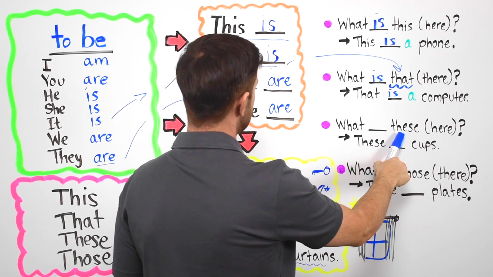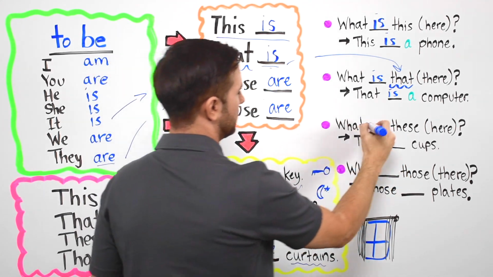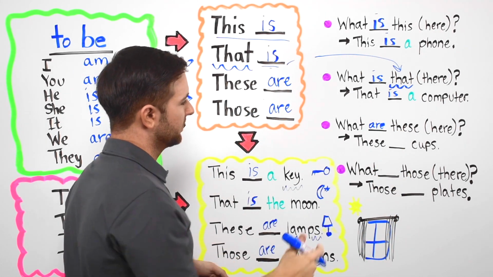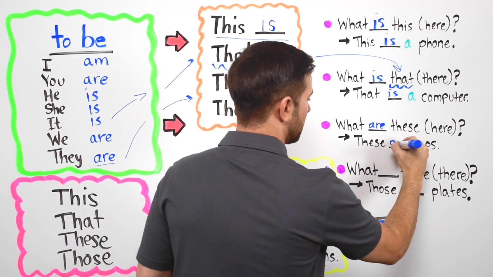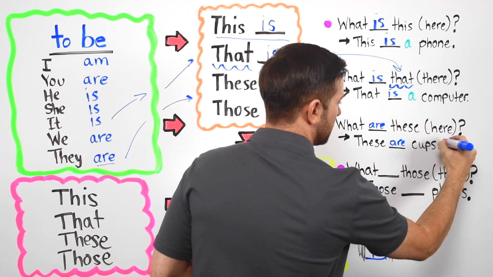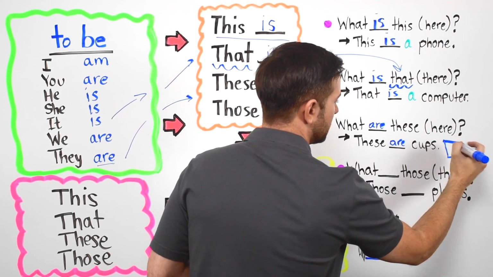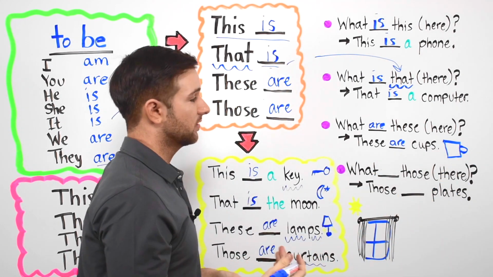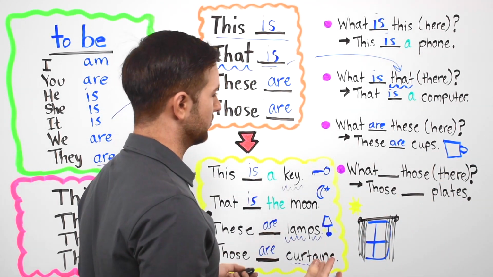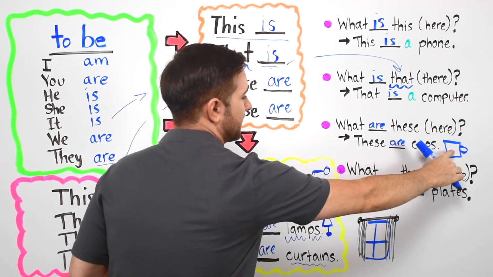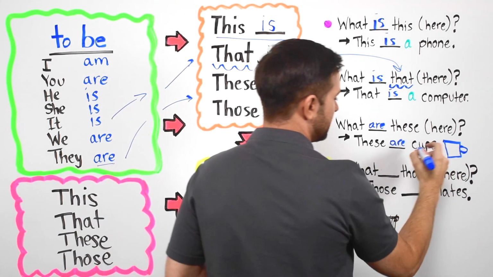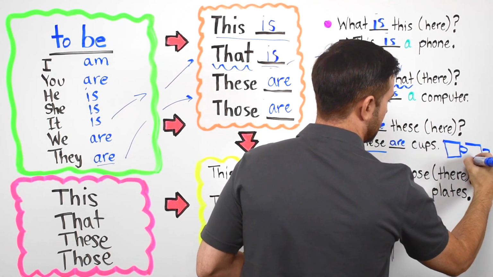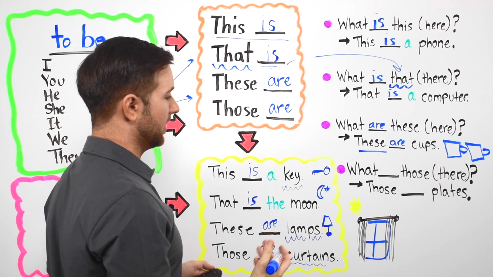What blank these? We're going to use are. What are these right here? What are these? These are cups. And cups are like this that you use to drink water. That's a cup to drink water or milk or soda or Pepsi or Coca-Cola. This is a cup. So these are cups, and it's plural, so we need to make 2 cups. These are cups. These are 2 cups.